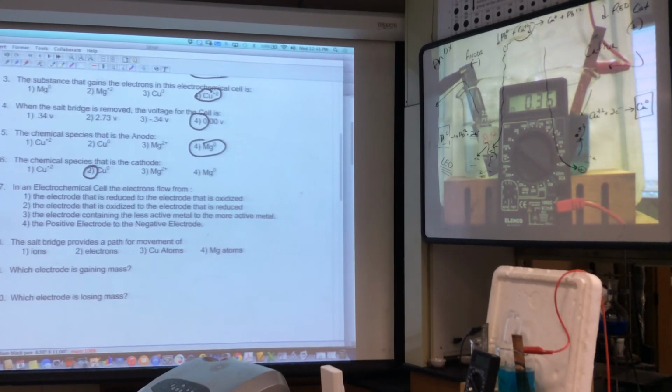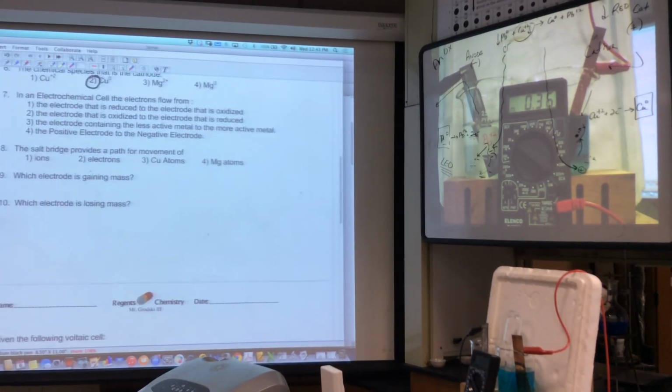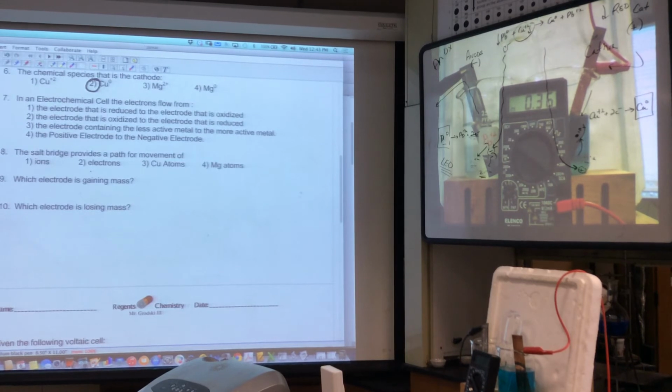Okay, where do electrons flow? From the one that gives off electrons, right? So the electrode that is oxidized to the electrode where reduction is occurring. So 2 is the best choice. Not written very well, I feel bad. But from the anode to the cathode. Anode is oxidation, to the cathode, red cat.